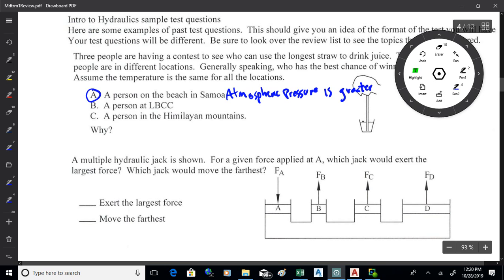Okay, we got a multiple hydraulic jack shown. We're going to push down at A. Those other 3 pistons will push up. Which piston will exert the largest force? Yeah, D. The reason is the force is equal to the pressure times the area. D is going to have the biggest area, okay?